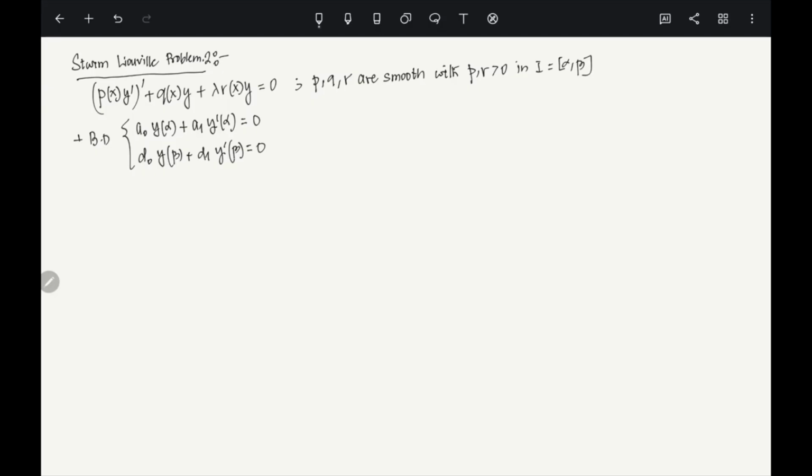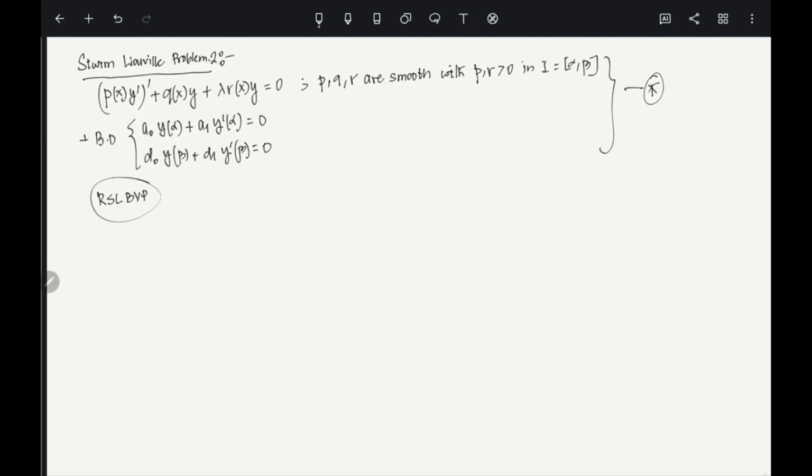So let's just call the whole thing star, and this is called a regular Sturm Liouville boundary value problem. We will denote it like this. Now, we learned two different properties of the eigenvalues and eigenvectors, and the third property we will start here. So theorem 3.